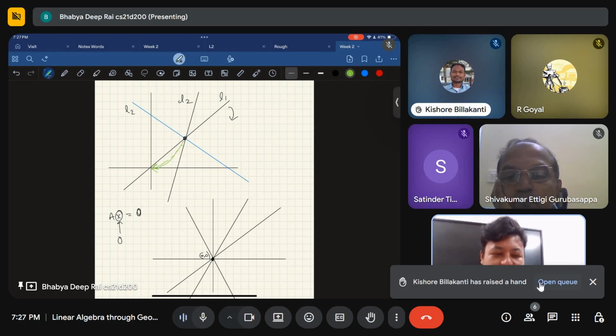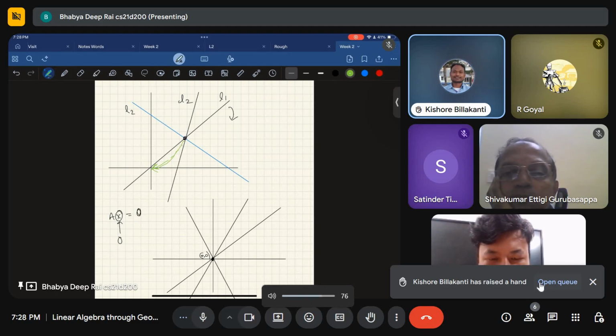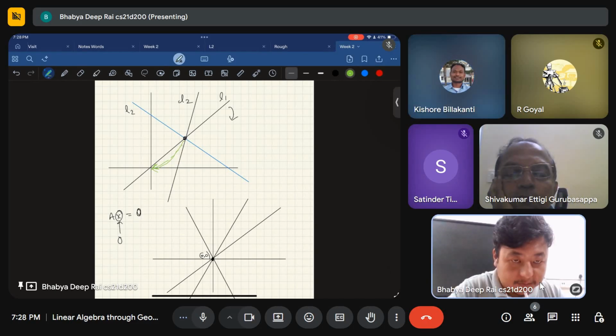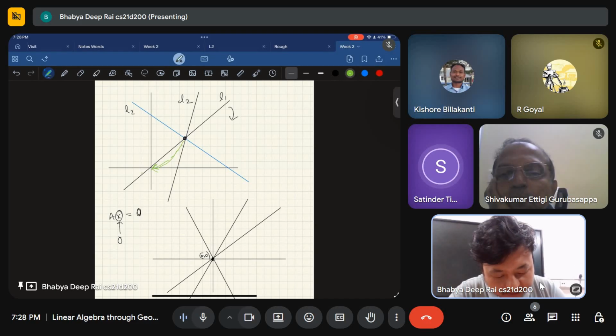Okay. Yeah, Kishore? When we say shifting the origin, in normal, 0, 0 is the coordinate where we have the origin, right? When we say we shift, do the coordinates become 1, 2 or 1, 0? Is that how it becomes? Basically the origin will be at the 0, 0 coordinate, right?